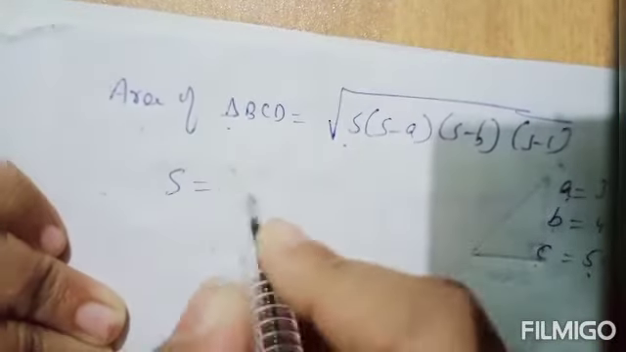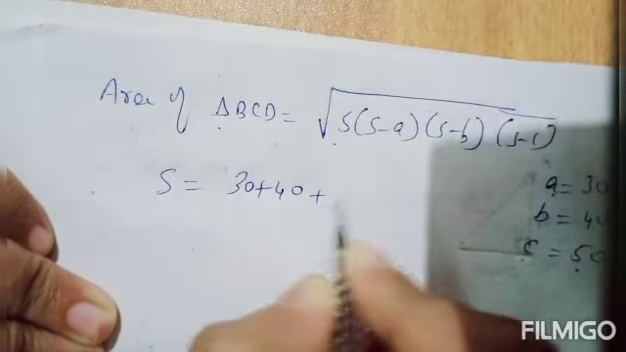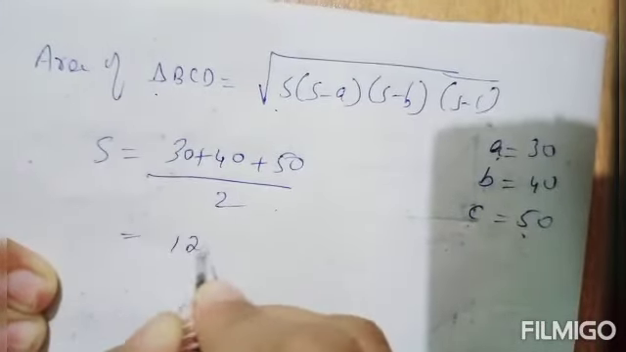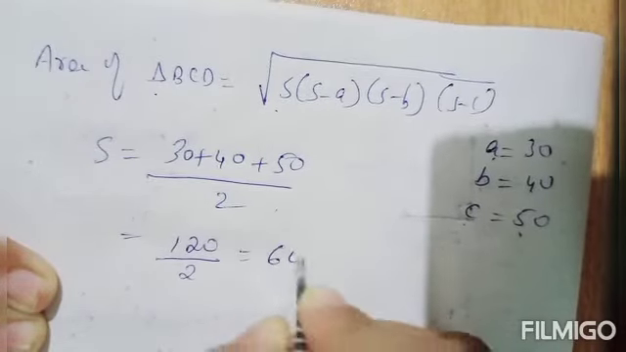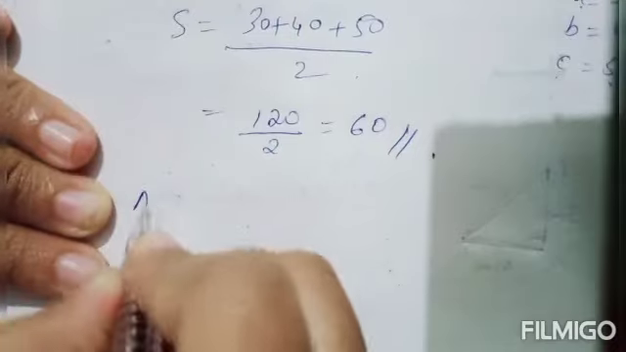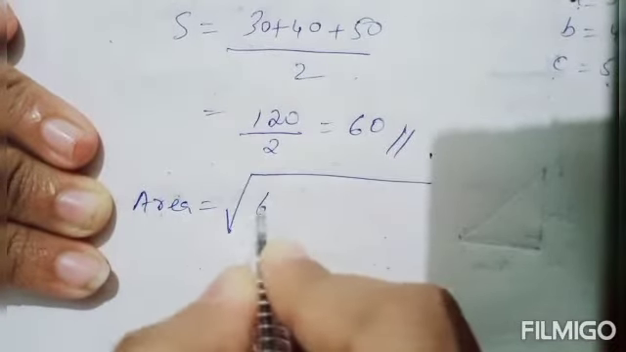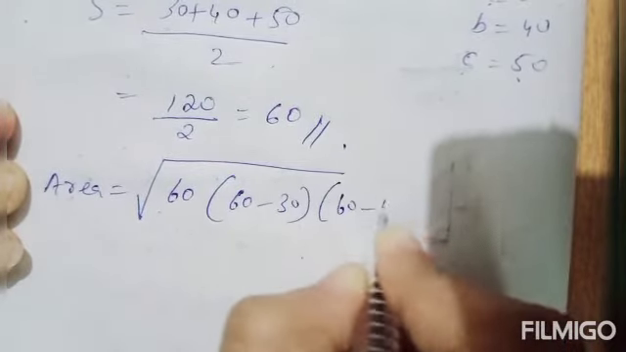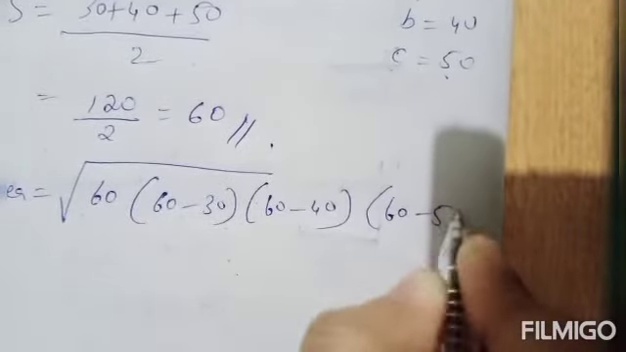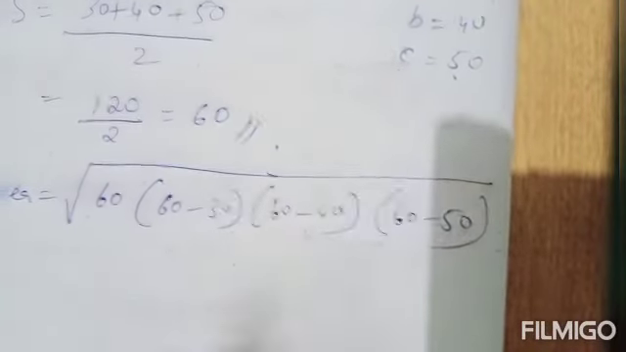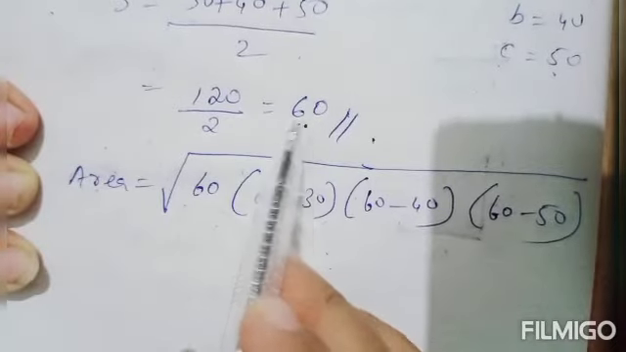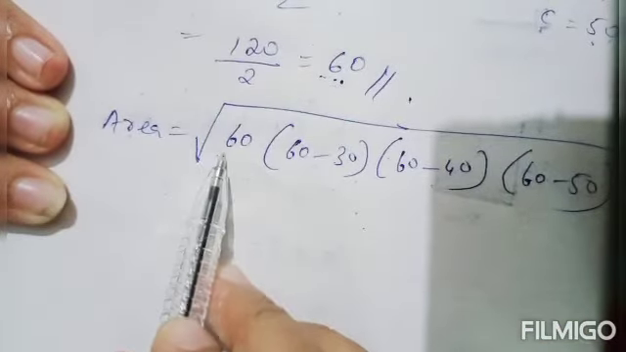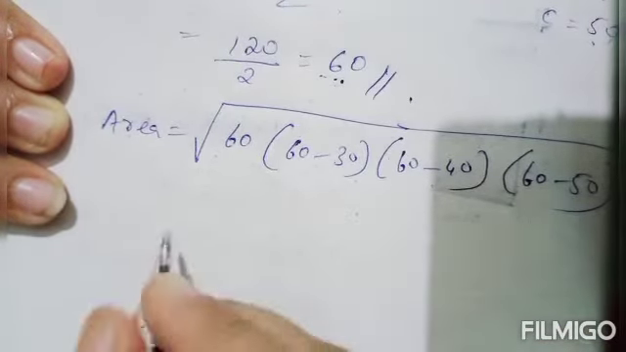Okay, you can find S first. 30 plus 40 plus 50 by 2. A plus B plus C by 2. You will get 120 by 2, that is 60. S equal to 60 you got. Now area will be root of 60 into 60 minus 30 into 60 minus 40 into 60 minus 50. ABC values you can substitute. S it is 60, A 30, B 40, C 50. Okay, so root of 60 into 60 minus 30 into 60 minus 40 into 60 minus 50.